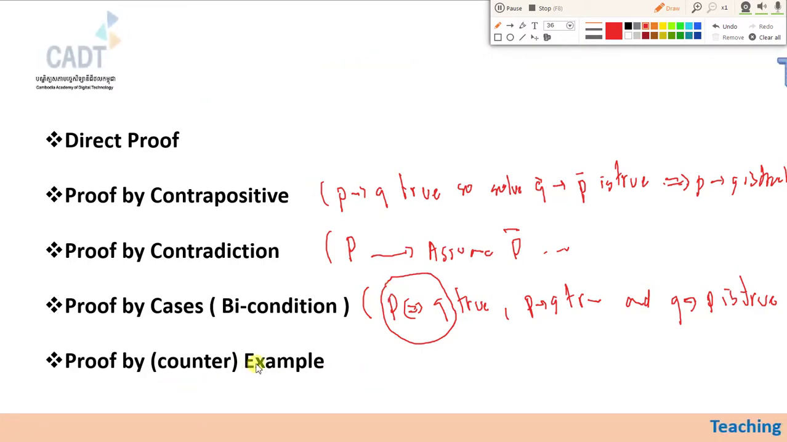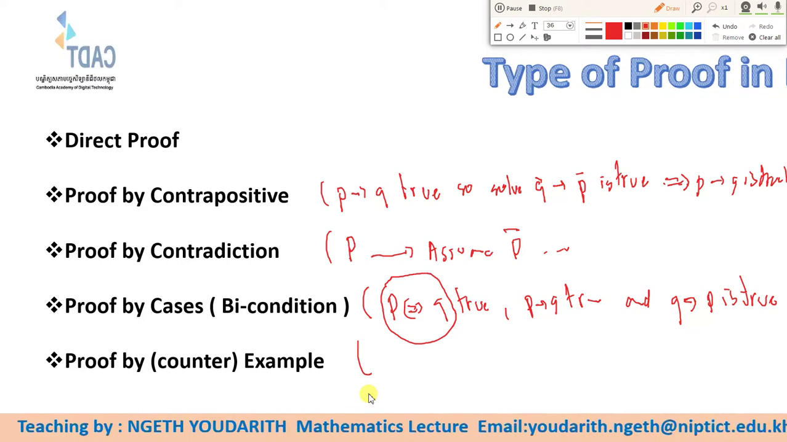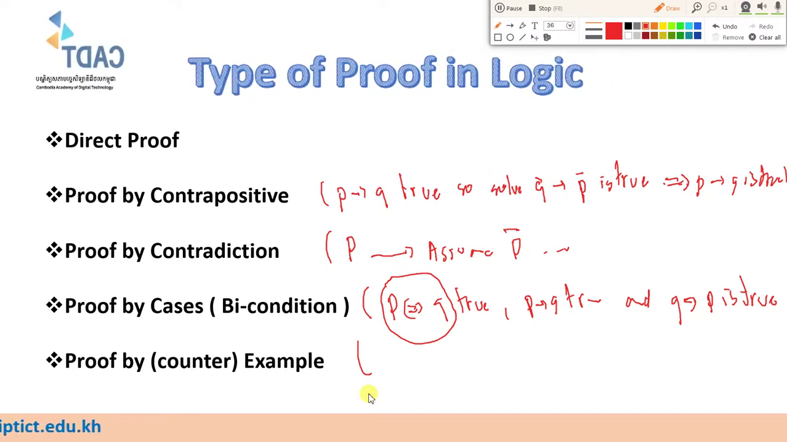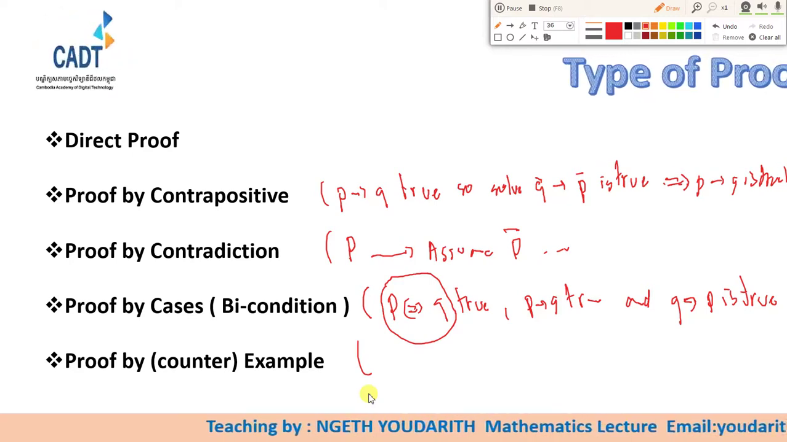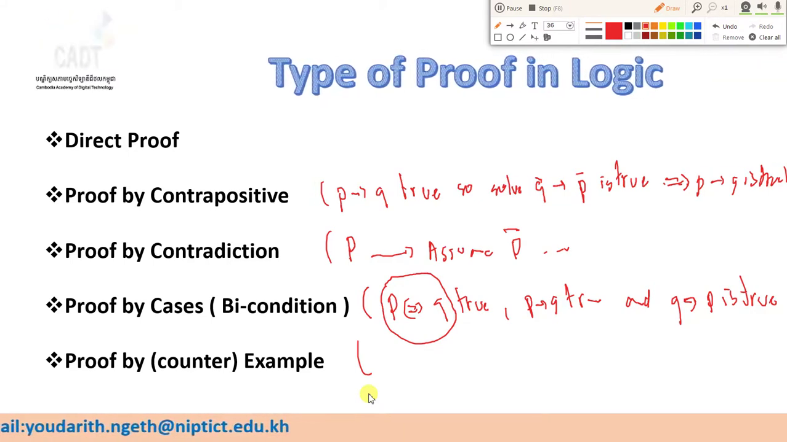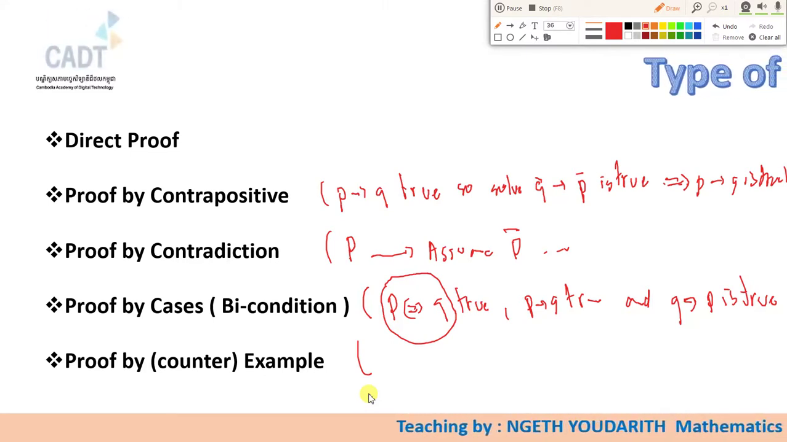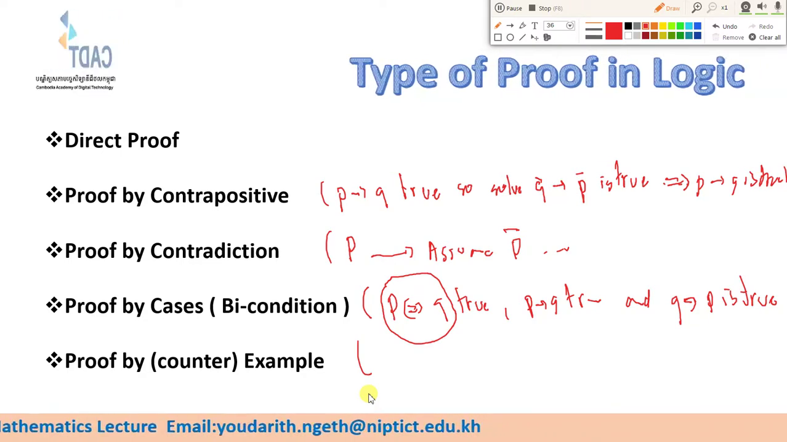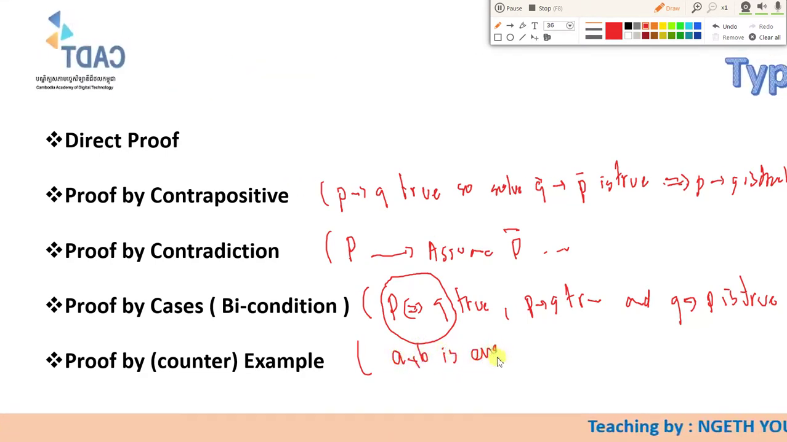Proof by counterexample, sometimes we call it proof by example. It means that we take some example to show our information. Example, two plus three. For all integer numbers A and B, A plus B is an odd number, or A plus B is an even number. Example, A plus B is an even number.